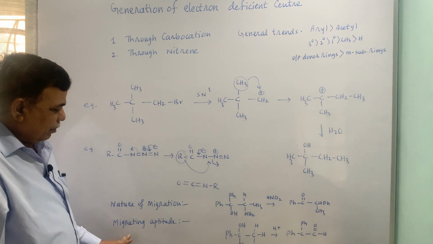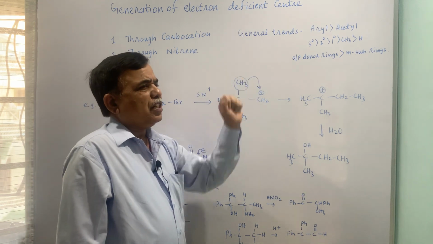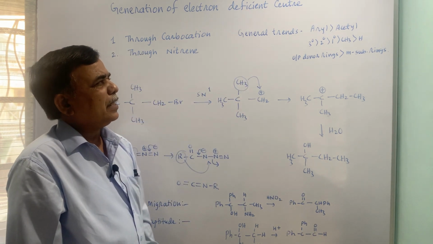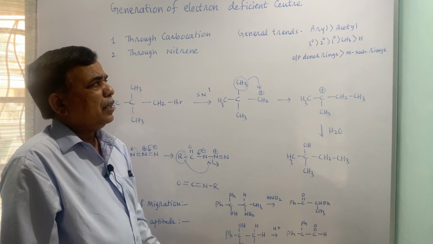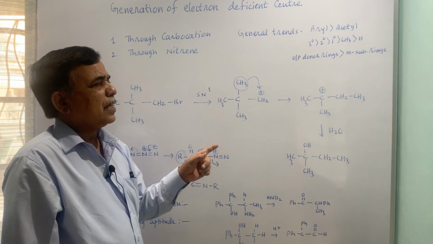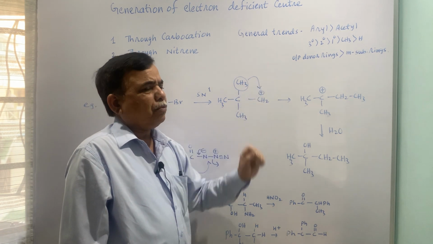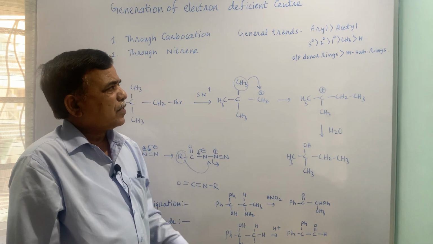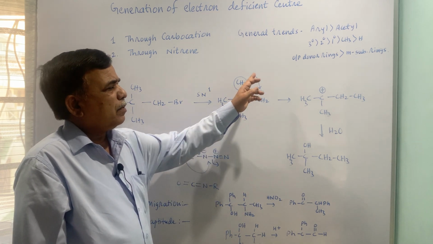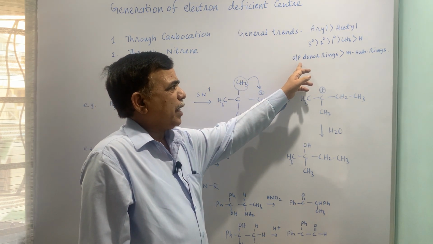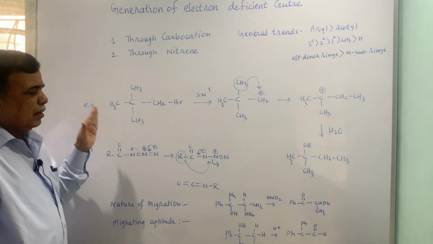Now, when you look at the migrating aptitude of various functional groups, then this is the general trend. Aryl group has got greater migrating aptitude than acetyl. In the case of aliphatic groups, tertiary carbon has more than secondary, than primary, than methyl, and least is hydrogen. Amongst aromatic rings, ortho and para substituted rings have more migrating aptitude than the meta substituted ring, and so on. So, these are some of the basics.